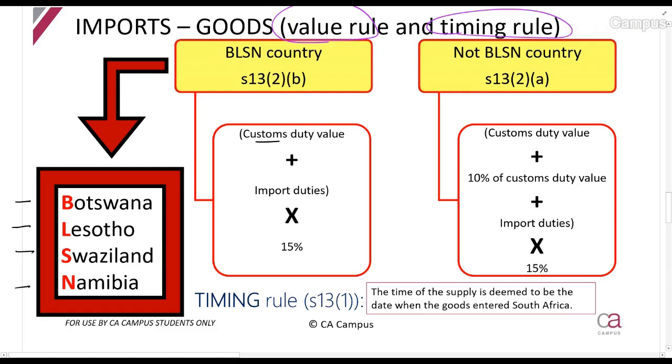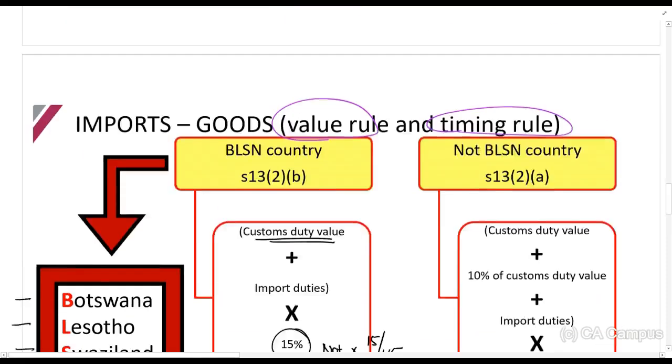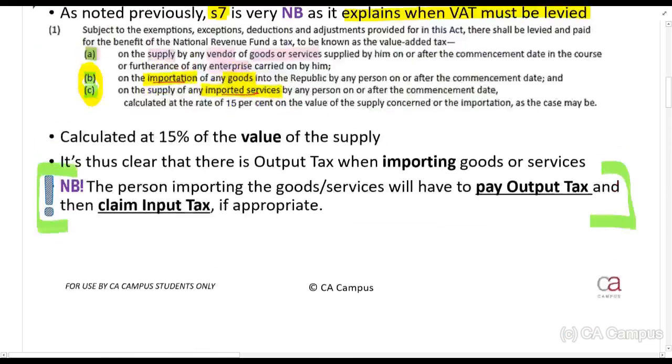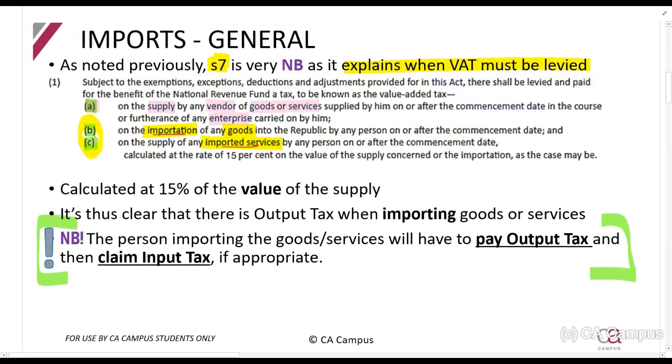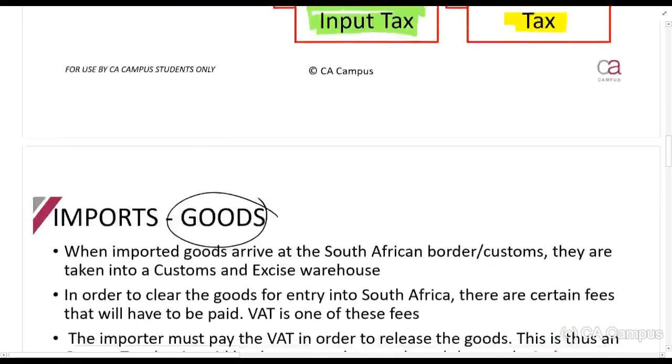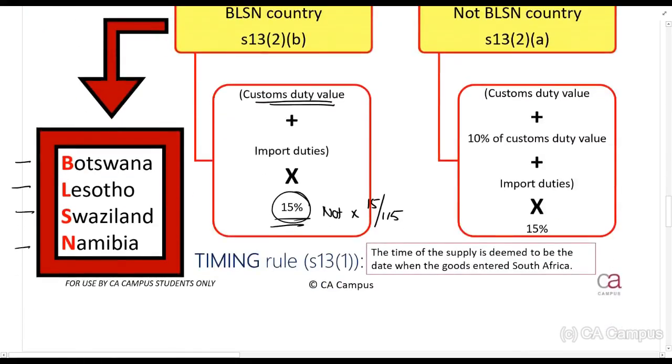If you buy things from a BLSN country, you will calculate the VAT as follows. You will take the customs duty value, so that's the value that they assigned at that warehouse, plus any import duties, and that amount times 15%. Not times 15 over 115, times 15%. Why times 15%? Because there's no VAT on it, and also because section 7(1)(a), B and C tells us you must use 15%. Right, so that is how it is calculated.